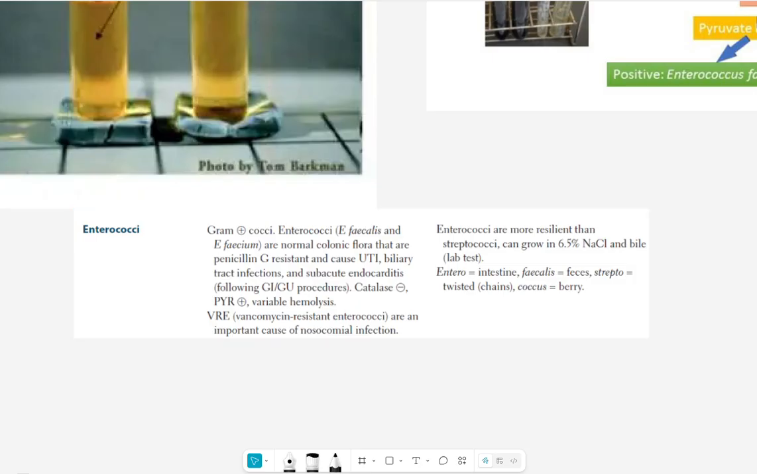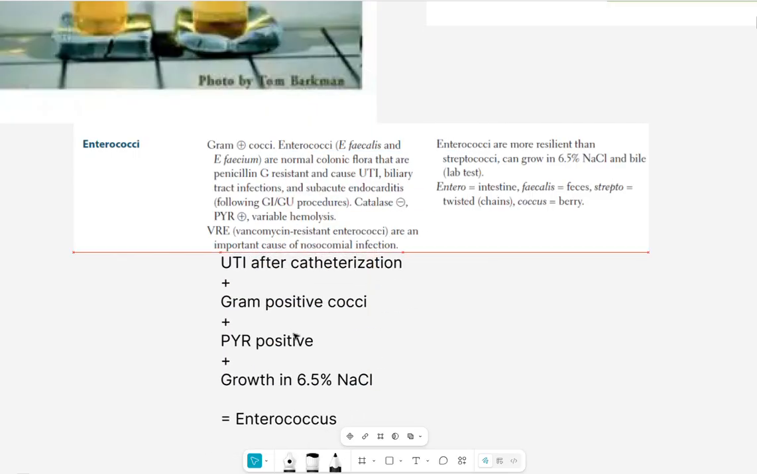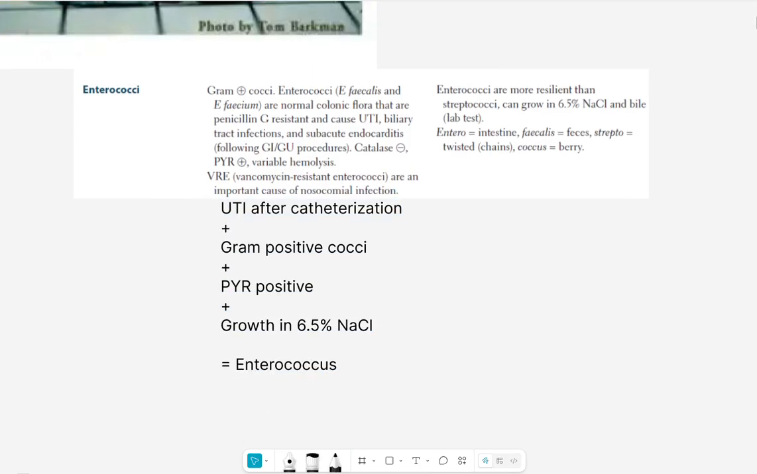Why are enterococci important? They're naturally resistant to many antibiotics. That's a common exam point for you. So UTI after catheterization, if you get a gram-positive cocci and it's PYR positive and it can grow in 6.5% NaCl, always think about enterococcus. That's something for you guys.